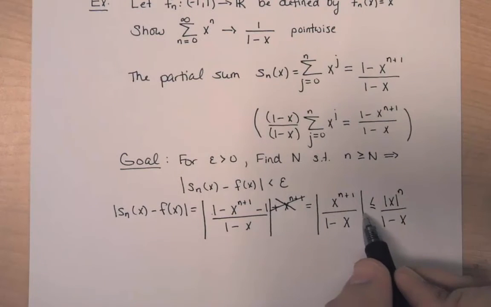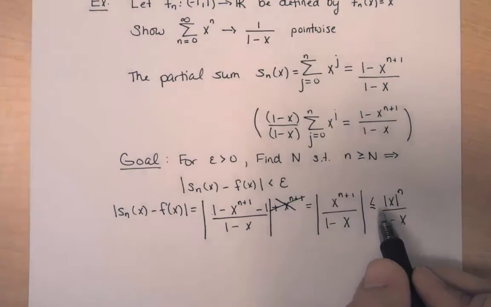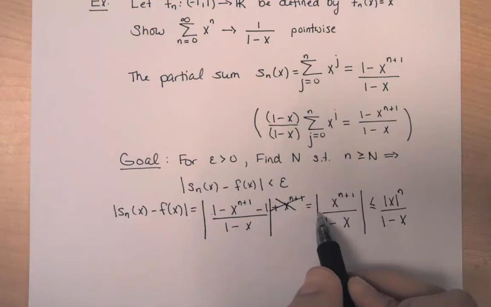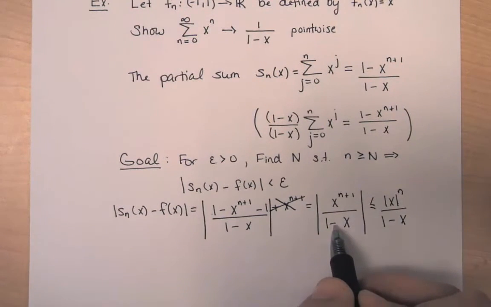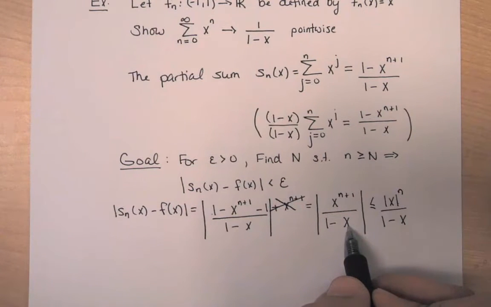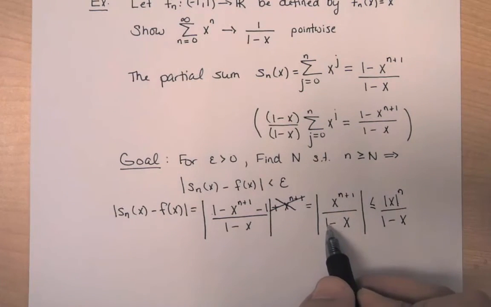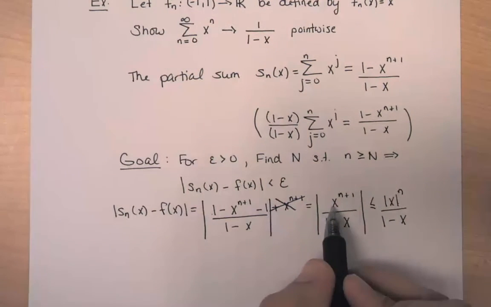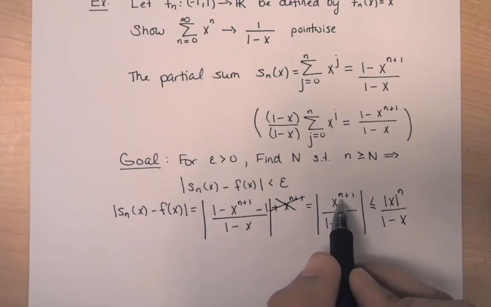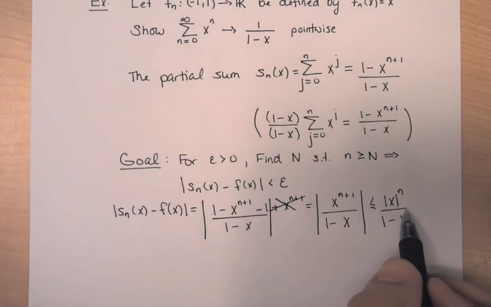Now, why was I able to take this absolute value and put it here just around x? Well, because the absolute value of this quotient is the absolute value of the numerator divided by the absolute value of the denominator. And because x is strictly between -1 and 1, the denominator is positive. The absolute value of x to the n plus 1 is the absolute value of x to the n times the absolute value of x. And the absolute value of x is strictly less than 1, which is why I get this.